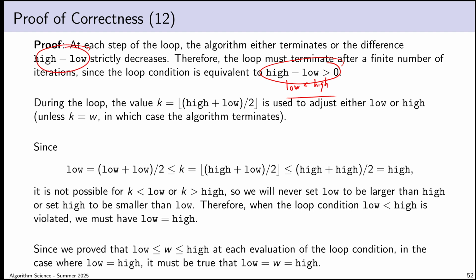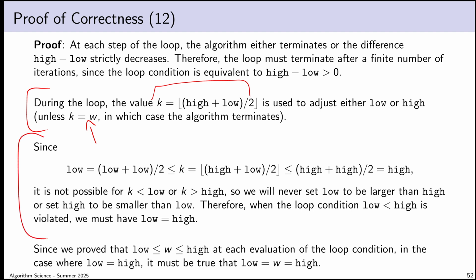Okay, so there's that. And just to make sure we have that justified, during the loop, we use this value k to adjust either low or high, unless, of course, we terminate for some other reason. Now, this is the part that I said is probably unnecessary formalism. I think we can expect that somebody reading our pseudocode would be able to put this together, but just in case they can't, here is how we would demonstrate this fact.